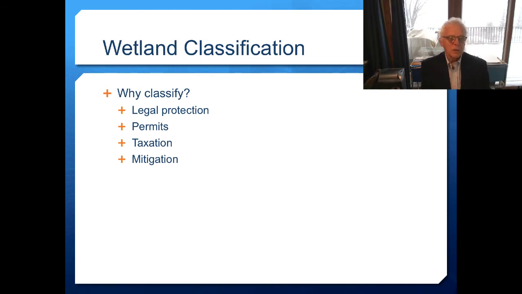In some places, taxation and wetland property can't be taxed for property taxes, and that makes a really big difference to the people who own those wetlands. Also, permitting. In areas, if people say they'd like to build a new structure someplace, it's important to know whether there are wetlands that are going to be interfered with. And also, it's important to classify wetlands for mitigation.